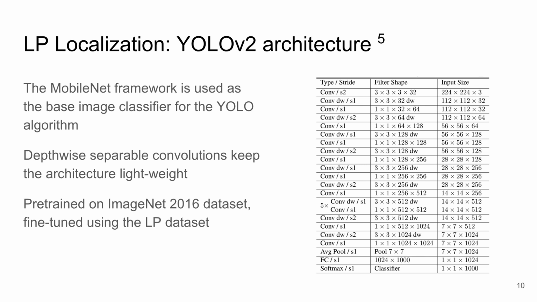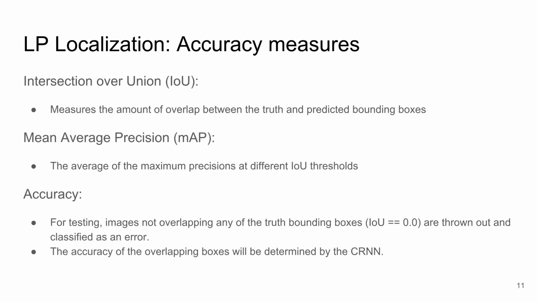Our base image classifier for the YOLO network was a MobileNet framework. We chose this because it is a convolutional network that uses depth-wise separable convolutions that keep the architecture lightweight. It was a pre-trained network on the ImageNet 2016 dataset, which we fine-tuned to use the license plate datasets that we were provided.